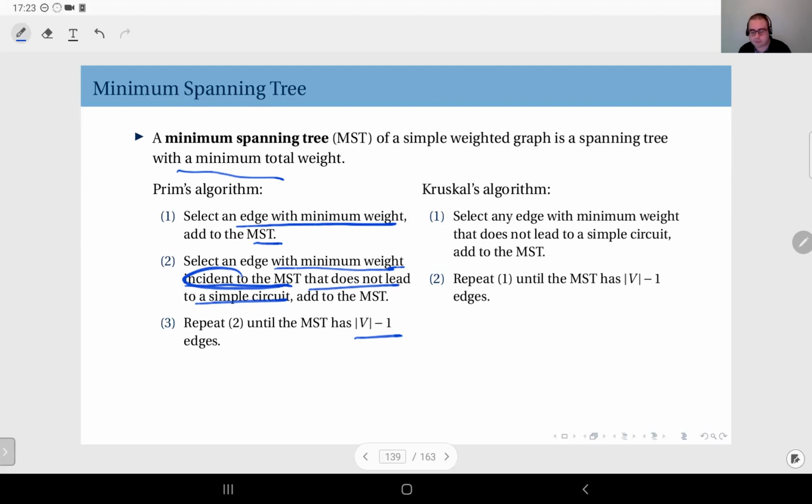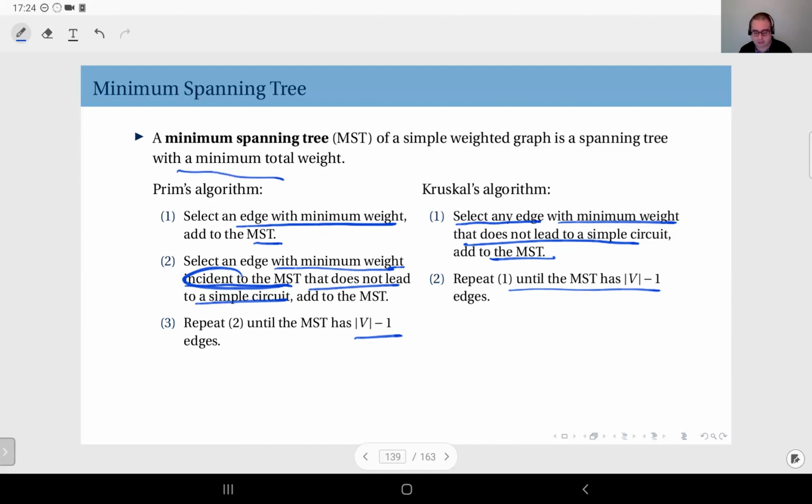But in Kruskal's algorithm, you select any edge with minimum weight that does not lead to a simple circuit and add it to the minimum spanning tree. So you don't look for incidence. You just select the edges with minimum weights. They do not have to be incident to the same vertices. So in between iterations, your running minimum spanning tree, so to speak, may or may not be a connected graph. But if you repeat this until the expected number of edges are included, at the end, what you will have is a connected tree.